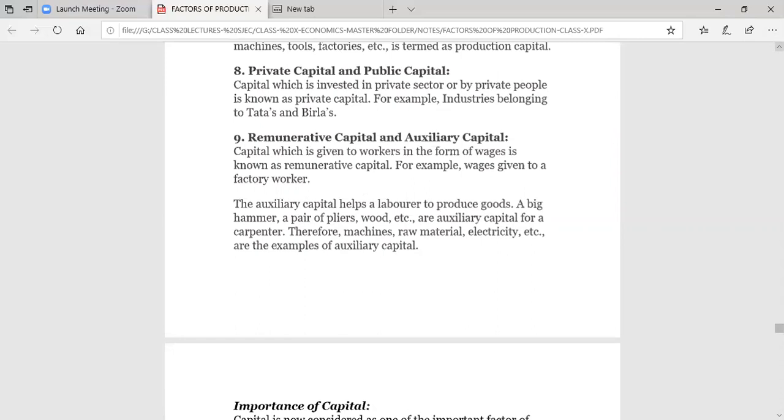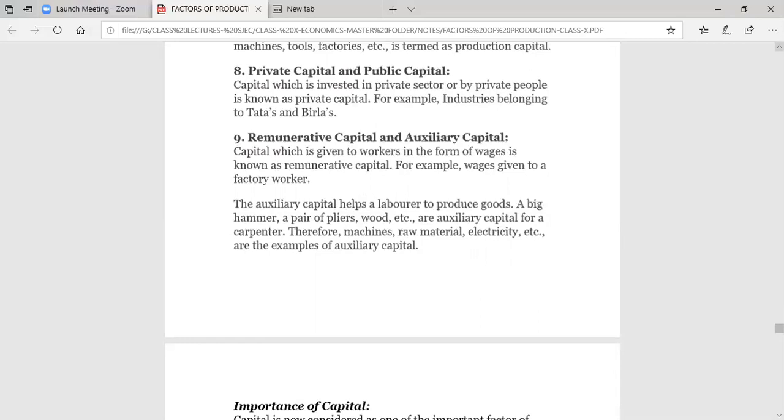And auxiliary capital means that which helps your laborer to produce goods. A laborer cannot produce anything unless you give him tools, tackles and all these things. You have given the main machinery, but the tools, tackles you have not given. For a carpenter, you have given wood, but you have not given the cutter, the plier, the hammer, nails and all these things. These are all auxiliary. He cannot do anything.